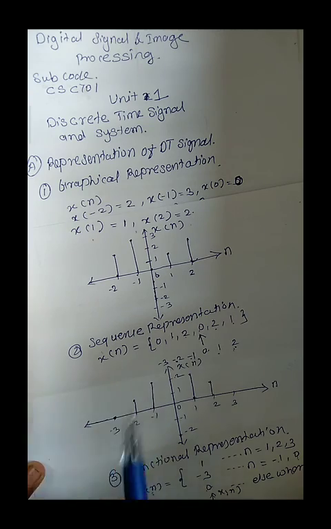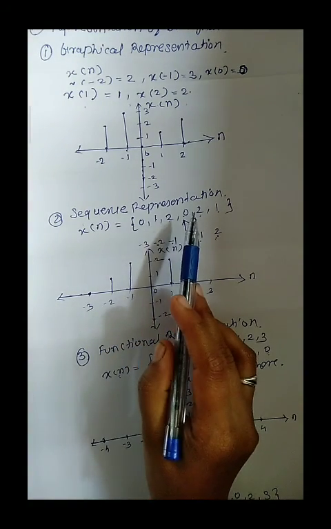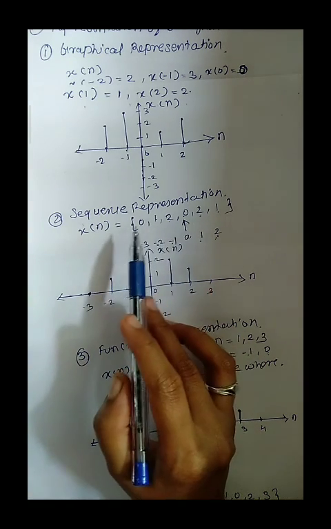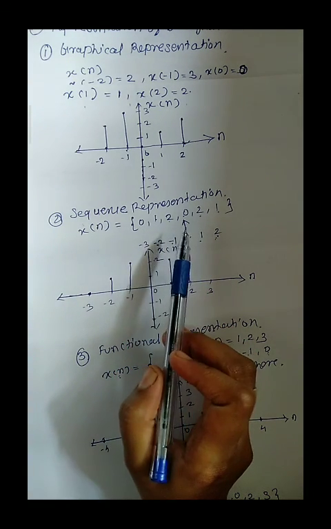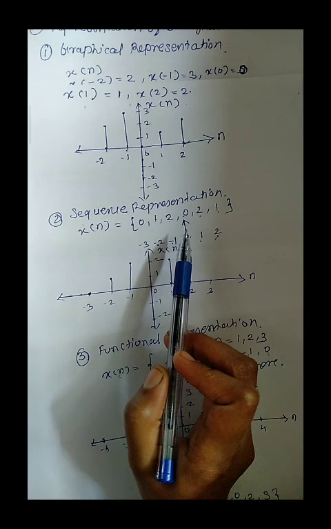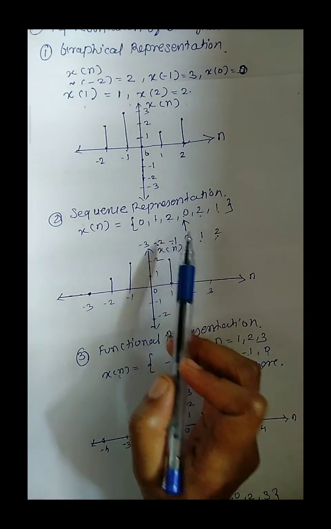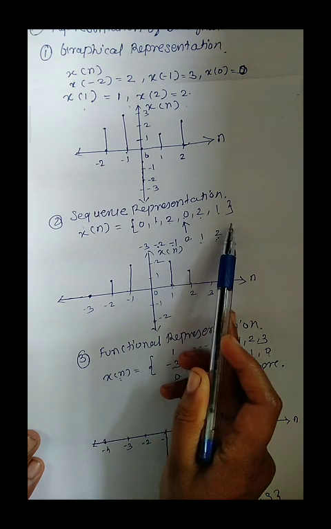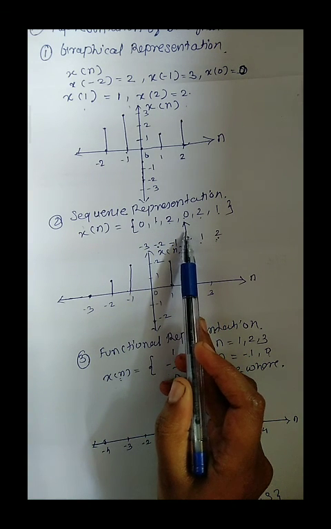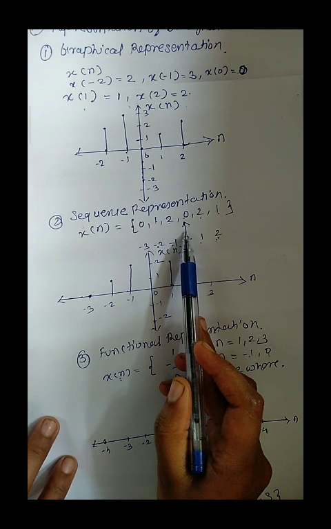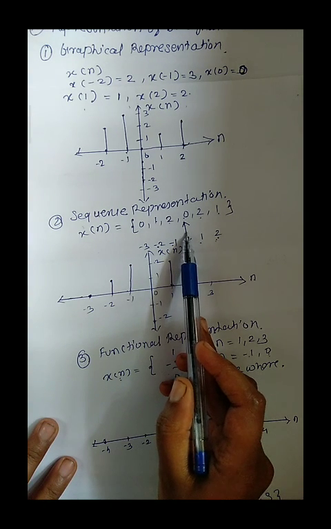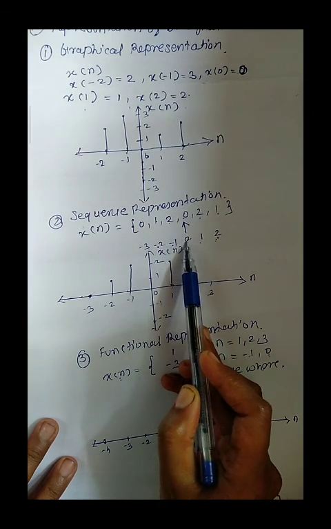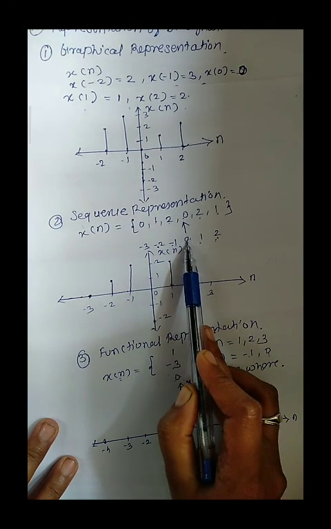Then the next is sequential signal. In sequential representation, the signal is represented in a particular sequence, and the sequence starts from where the arrow is given. So here the sequence is 0, 1, 2, 0, 2, 1, and the arrow is given at this 0. That means we have to start the signal from this point. This point is 0, that means value of n is 0.